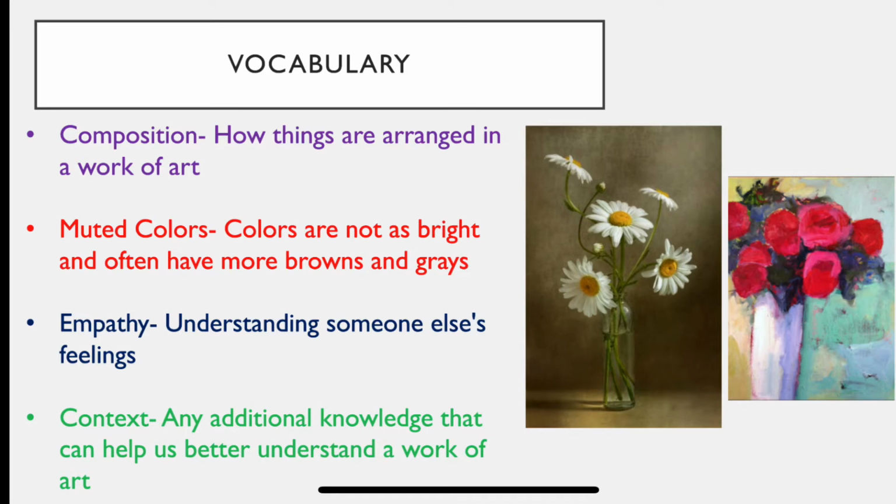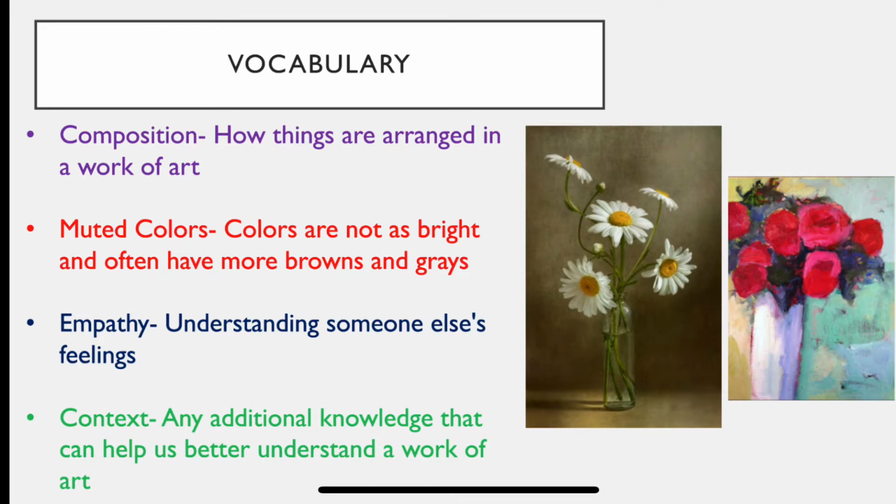Now, of course, like any of our units, we're going to start out with a couple vocab words. So, does anybody want to read our first vocab word for us? Go ahead, Billy. What is it? Composition. You're right. Okay, so it says how things are arranged in a work of art.